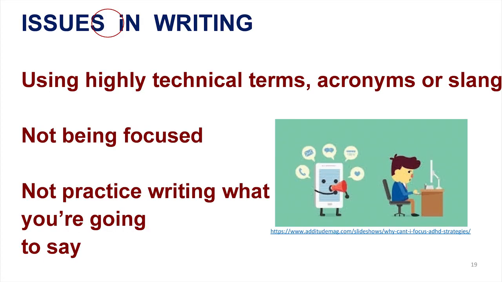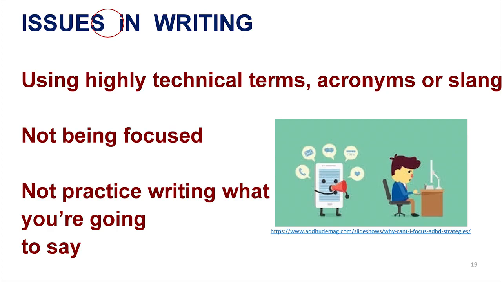There are also certain issues in writing. Using highly sophisticated technical terms, acronyms or slangs. Whenever you use an acronym for the first time, please expand it and then you could use the acronym. When you use an acronym, use the standard acronym. Don't phrase your own acronym, which could be incorrect and the reader would find it hard to understand.